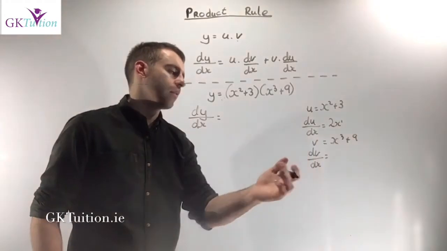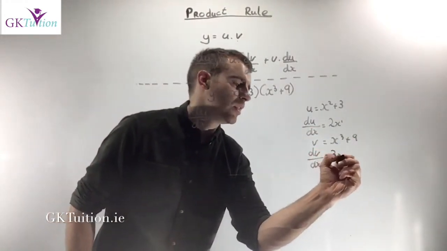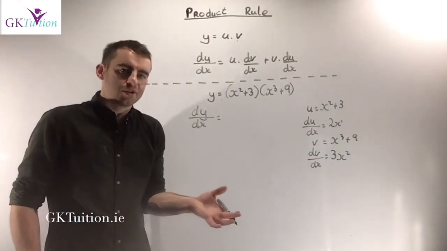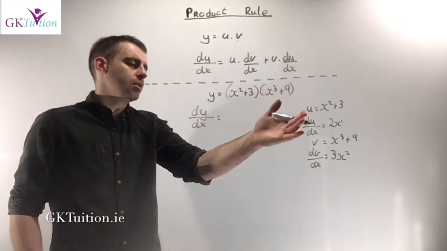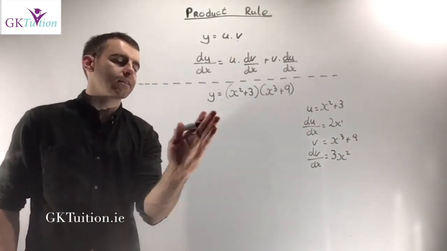So I just get the derivative of the right hand side. If you have x cubed, the 3 comes in front and the power decreases by 1. So I get 3x squared. Well, the derivative of 9 is just 0. So now I have u, du dx, v and dv dx. I can just sub in and I can find dy dx.